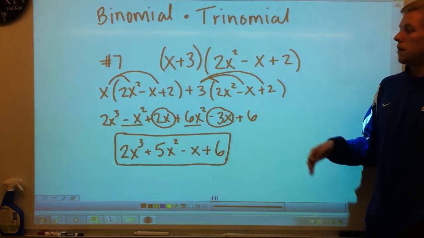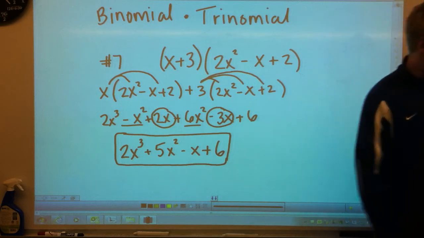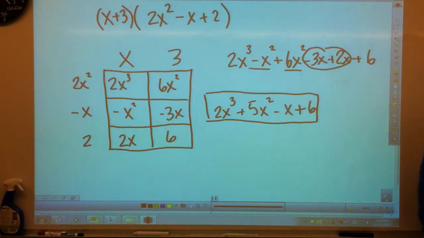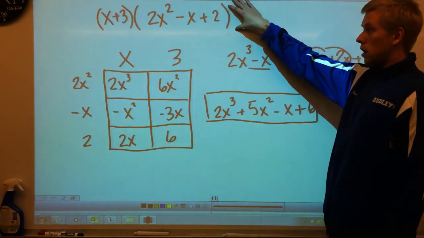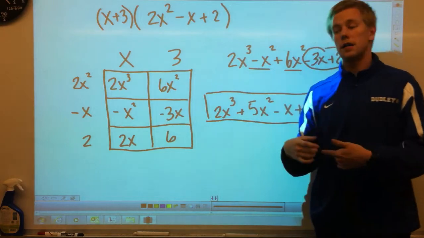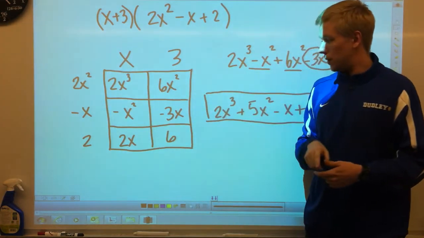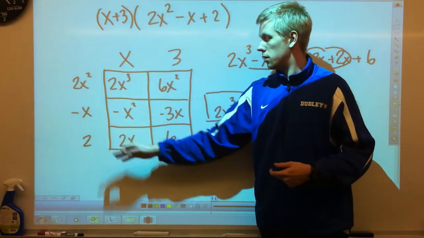We're going to do it the box method, and then we'll be done multiplying. So our last problem here, it's the same binomial, same trinomial. We're just going to do the box method now. So you take your box. It no longer is a box. It's more of a rectangle because you have 3 terms going down the side.